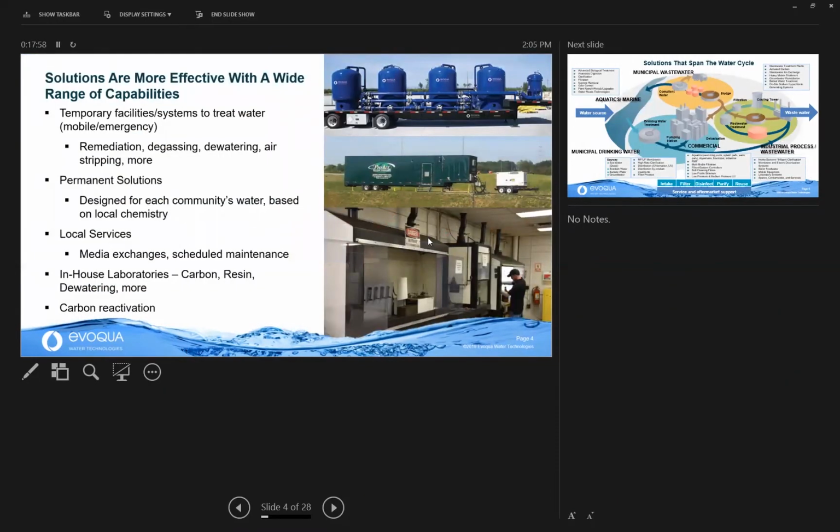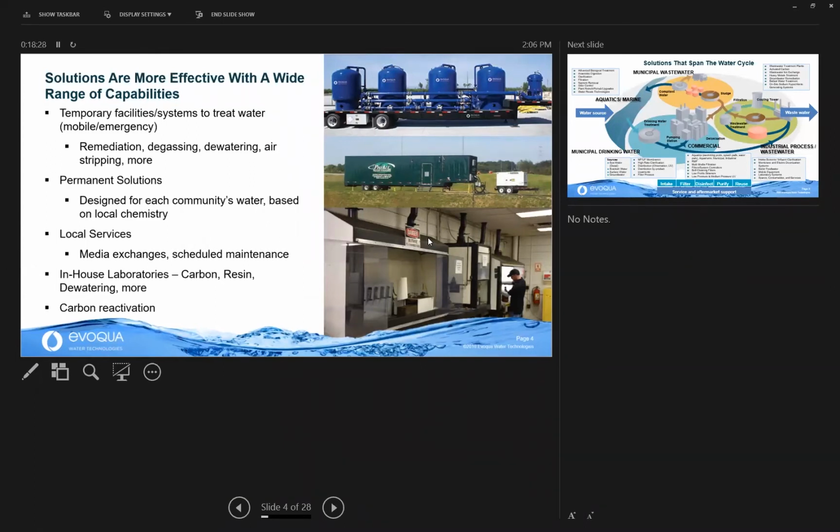So to begin with, solutions, at least effective solutions, are really dependent on a wide range of capabilities. There are going to be needs for temporary or emergency solutions. They could be mobile, but I also mean permanent. Mobile as in it might have wheels or it might not have wheels. It might be something that sits on a pad or a level piece of earth or graveled or other dirt, depending upon the nature of the emergency and the location.